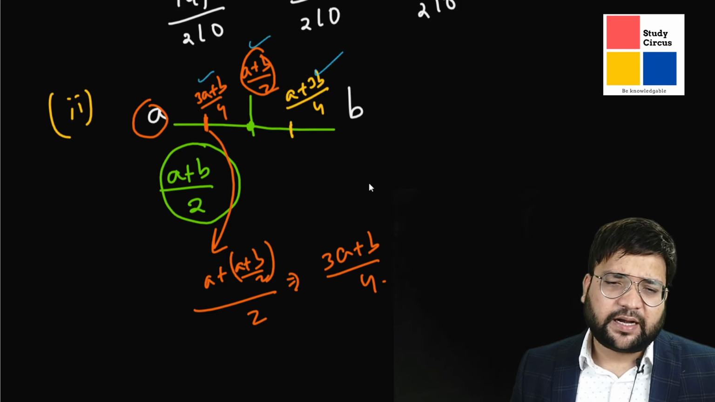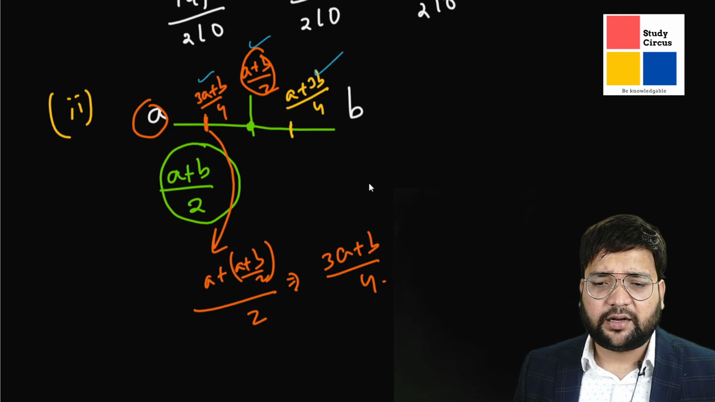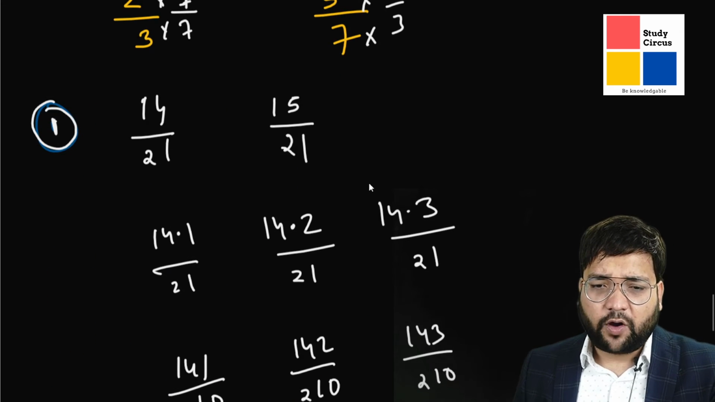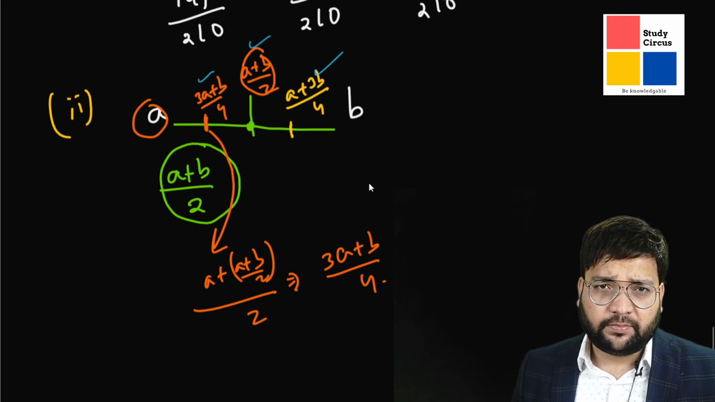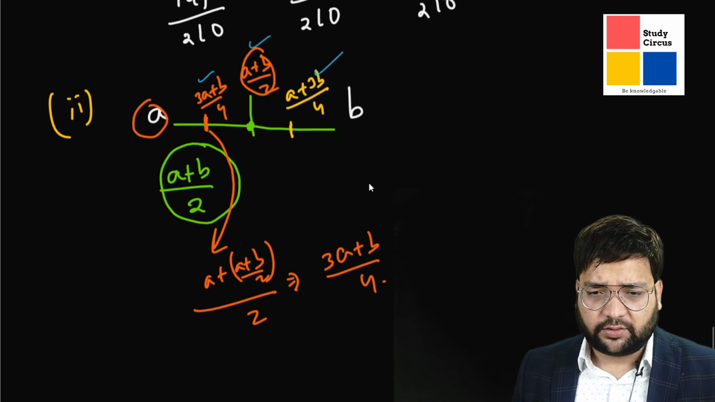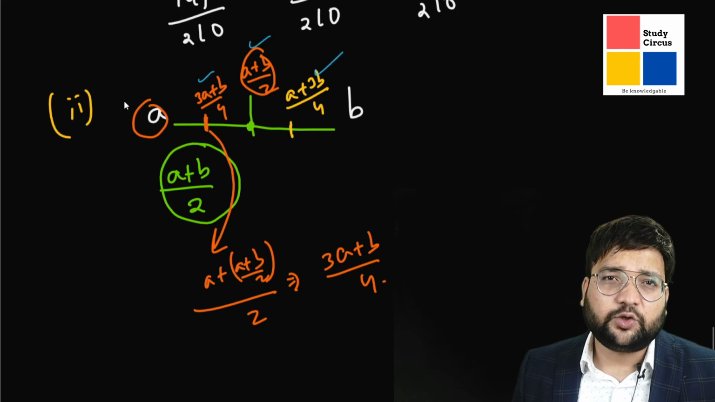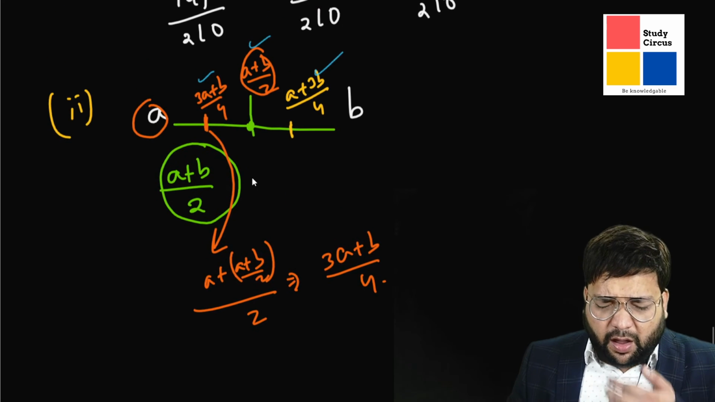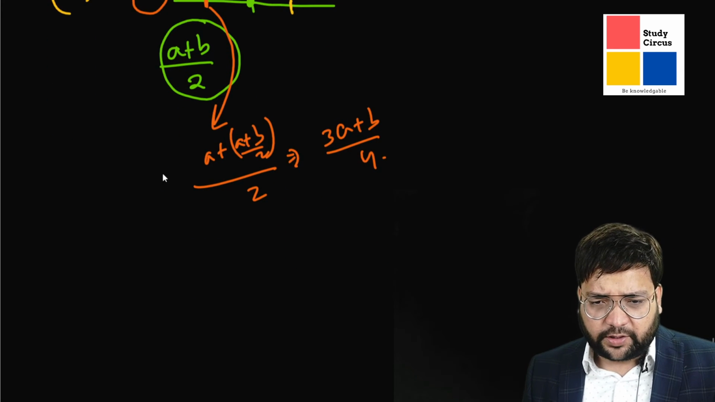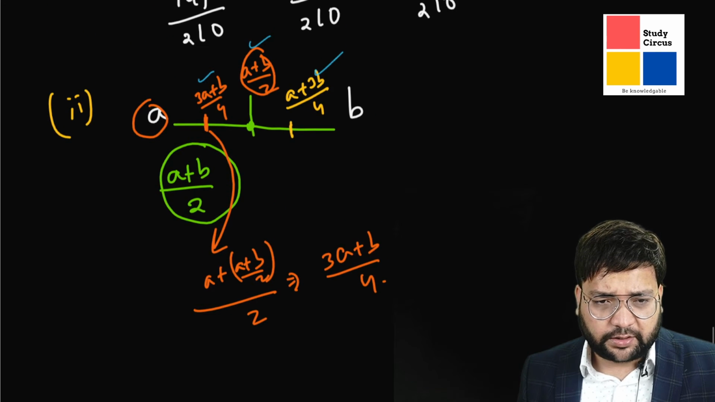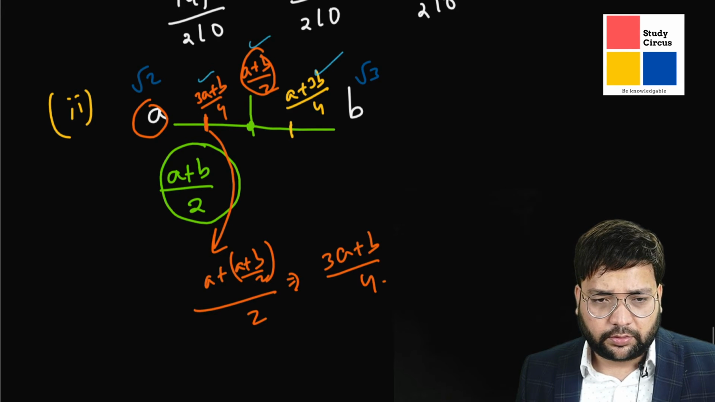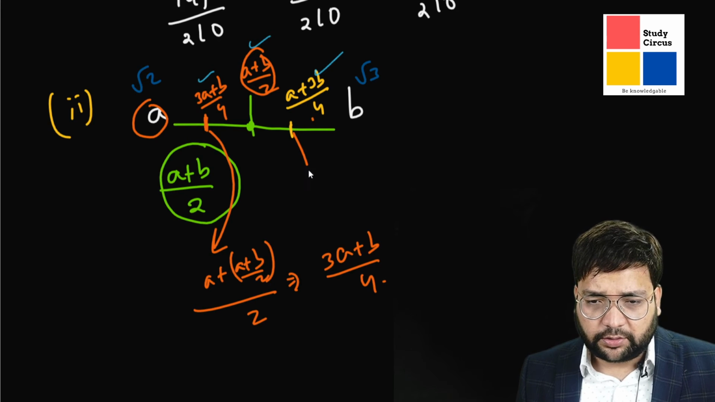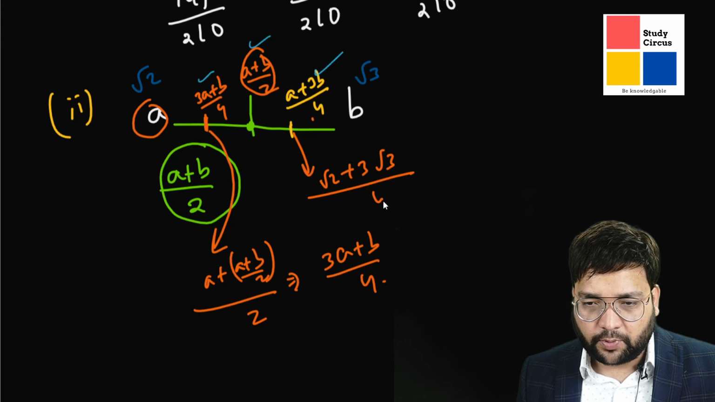And a and b can be rational, irrational, or both. It's not necessary that they be rational only. In the first method, since the form was p by q, it is possible only for rational numbers. This method works for any number, whether rational or irrational. For example, let's say a was root 2 and b was root 3, square root 2 and square root 3. So what is this number? This number will become root 2 plus 3 times root 3 upon 4. This number is root 2 plus root 3 by 2.